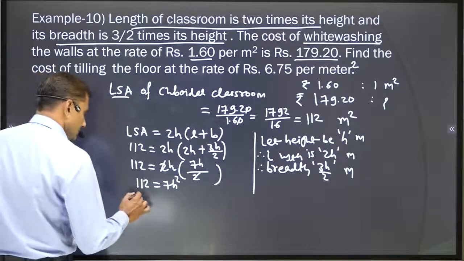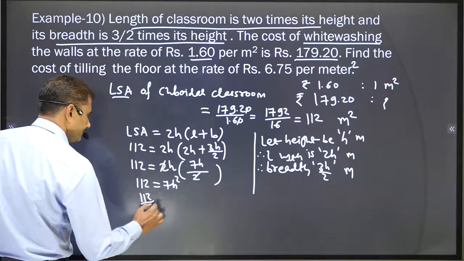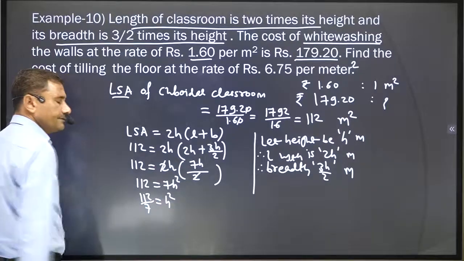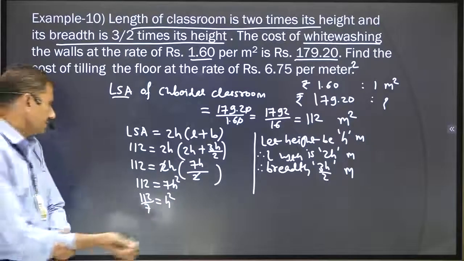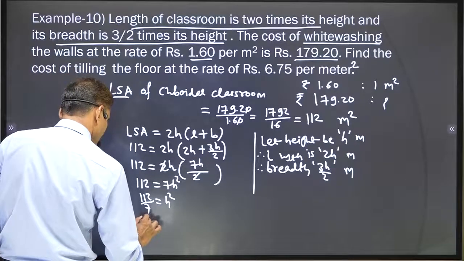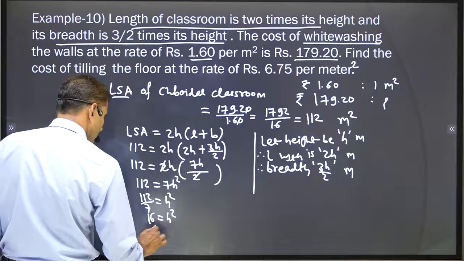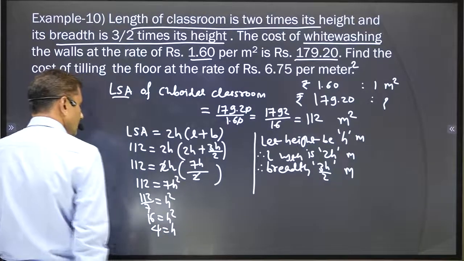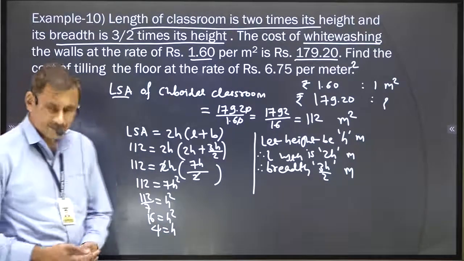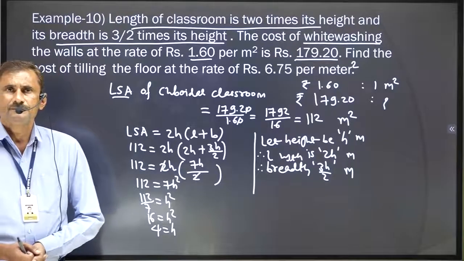Okay, so 112 upon 7 is equal to h square. Now you can divide it. 7 1 is 7, 7 6 is 42. So 4 equal to h. So as a height, or as a one variable, you got it.